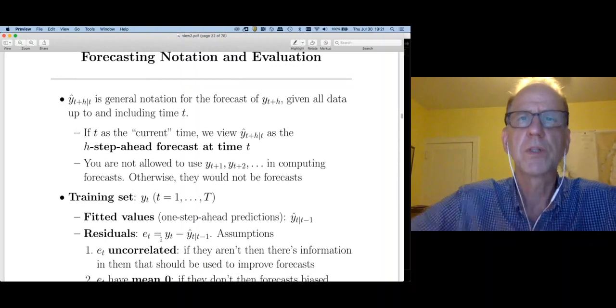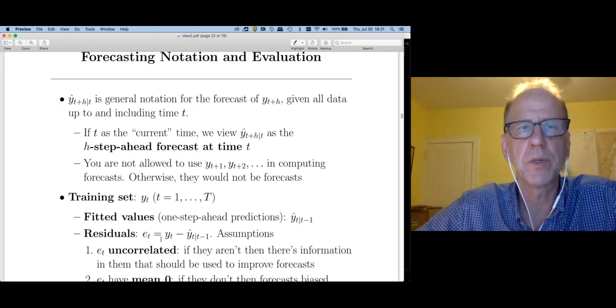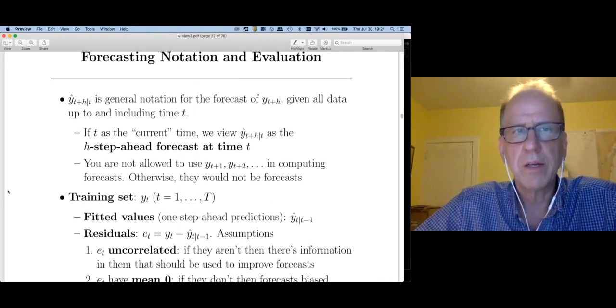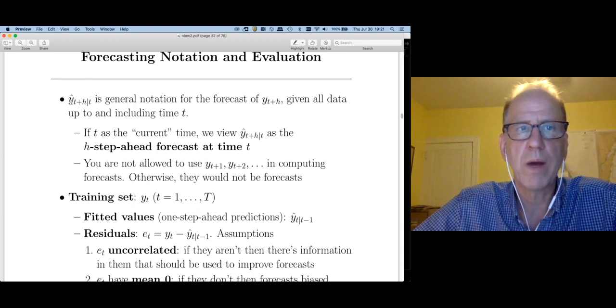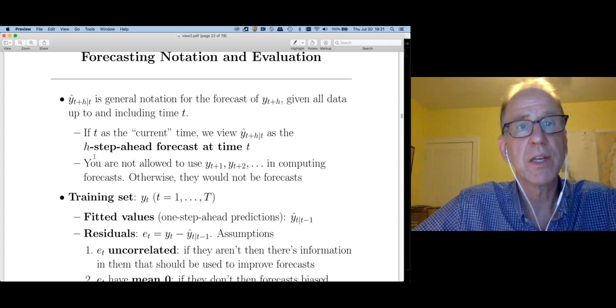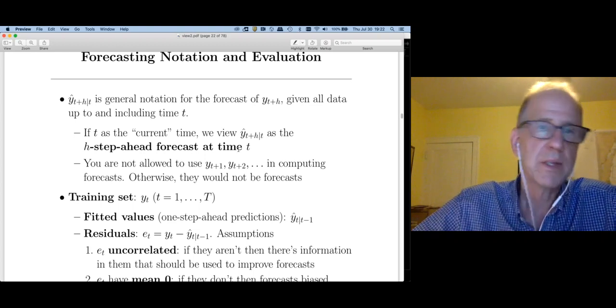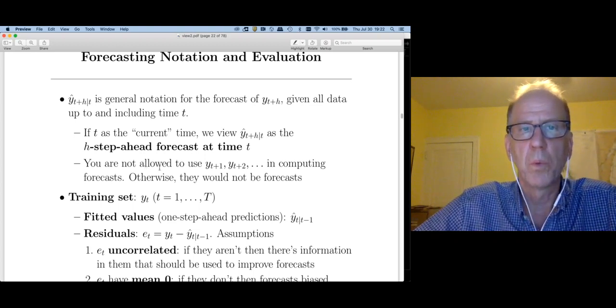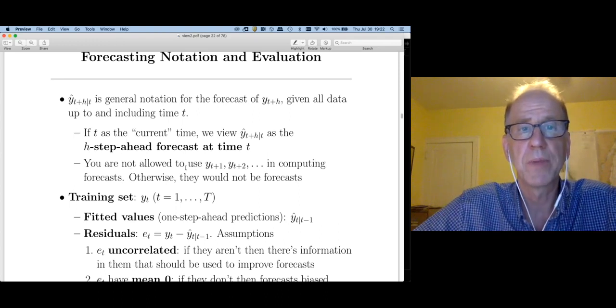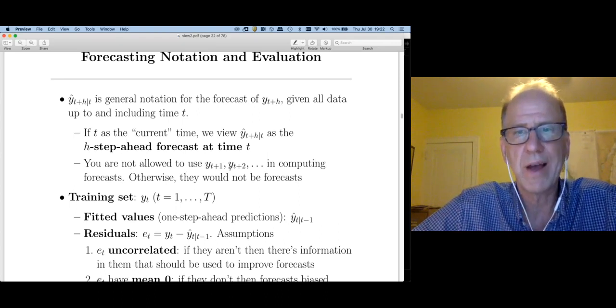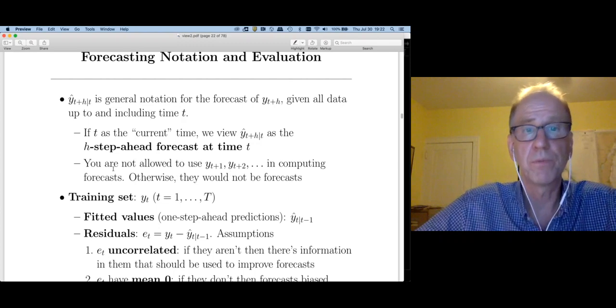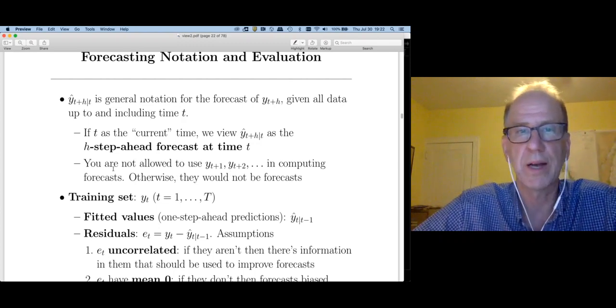So just a few more terms and language that we use. I introduced this notion of y hat t plus h given t. We call this an h step ahead forecast at time t. And as I mentioned earlier, when I use this notation, I'm not allowed to use any future values in computing the forecast. Otherwise, it's not a forecast.